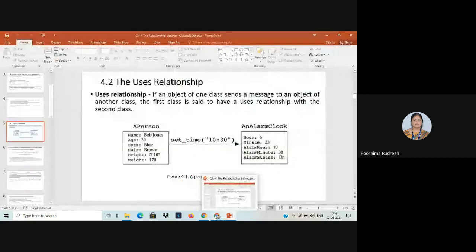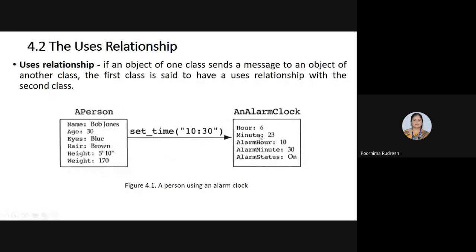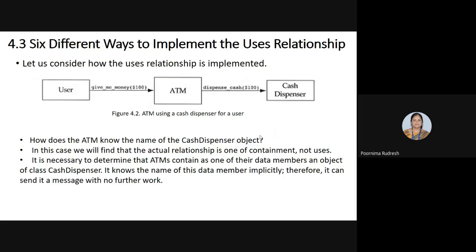So we'll start with the class. In the last class, I started the fourth chapter, which is about the relationships between classes and objects. In the previous class, we discussed the introduction to classes and objects, the uses relationship, and the 6 different ways to implement the uses relationship.